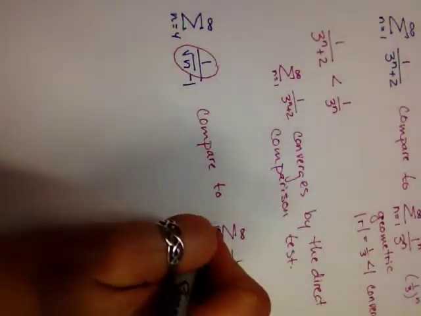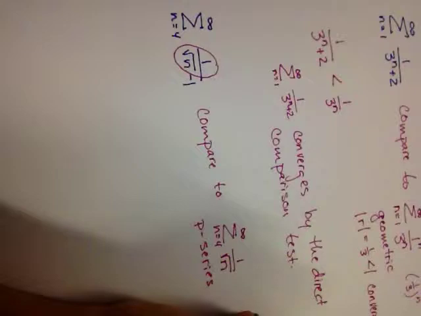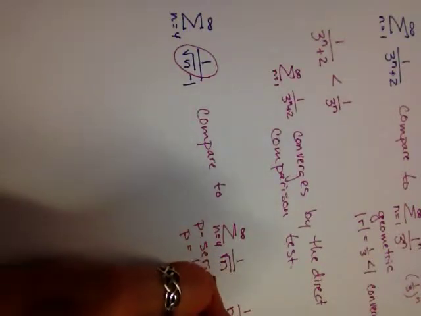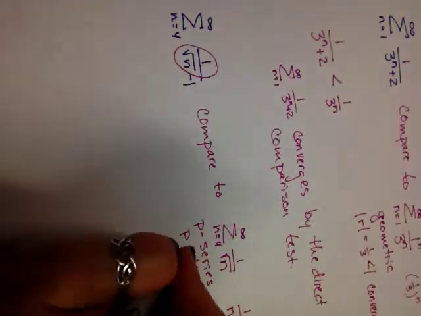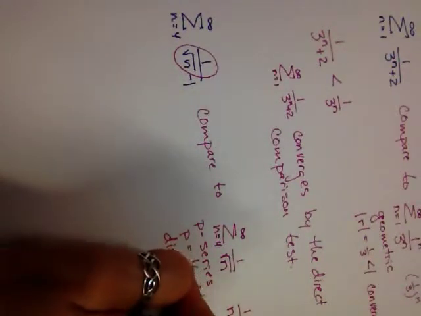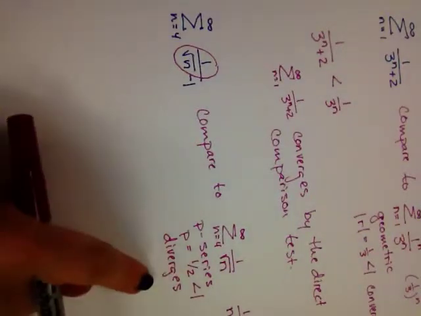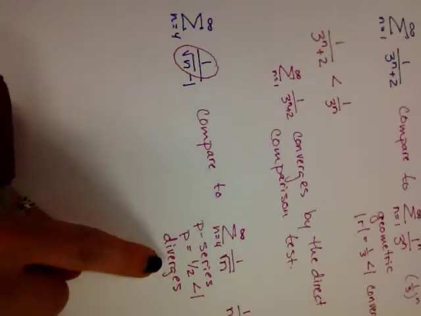For this, I know this is a p-series, and 1 over the square root of n is the same thing as 1 over n to the 1/2. So p equals 1/2, which is less than 1, which means that this series actually diverges by the p-series test. All of our convergence tests say greater than 1 converges except for the p-series. Okay, so this one diverges.